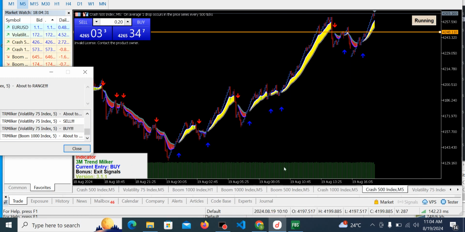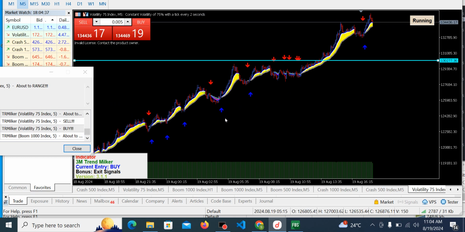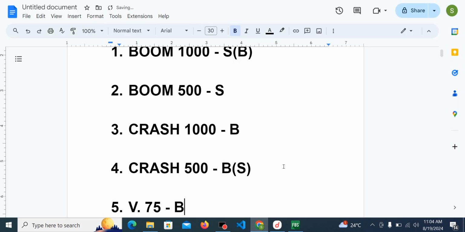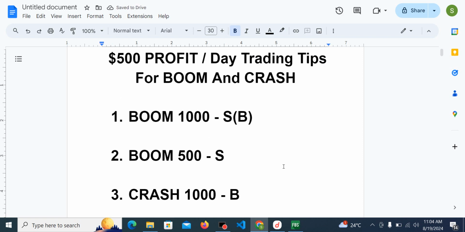So the last asset is going to be Volatility 75. Okay, this is Volatility 75. Volatility 75 had been on a very strong uptrend, and of course it is still buying at the moment. So this is going to be giving us more of a buying opportunity than a selling opportunity. So guys, these are all the assets that we are able to come up with tonight.